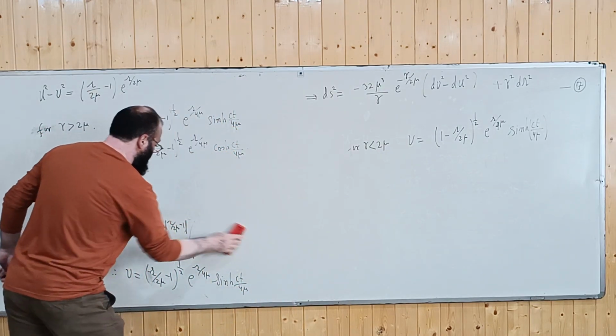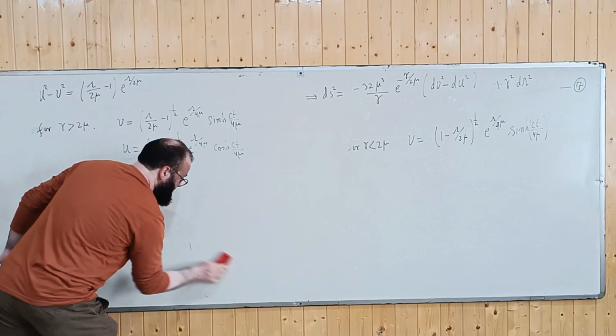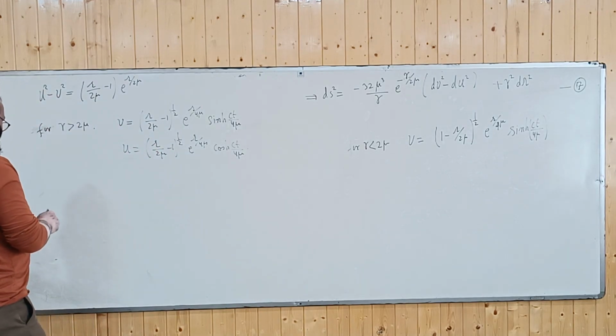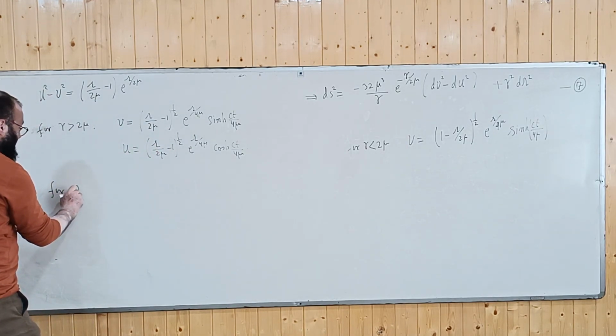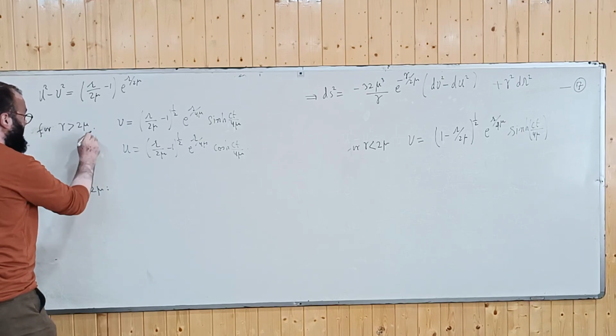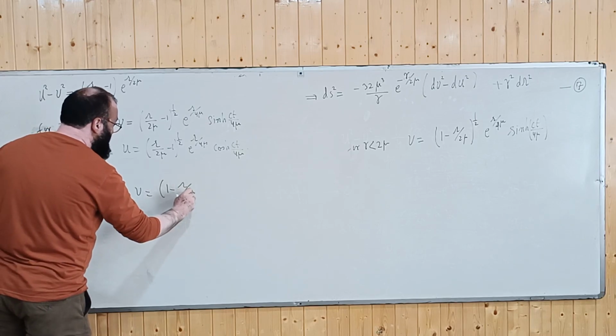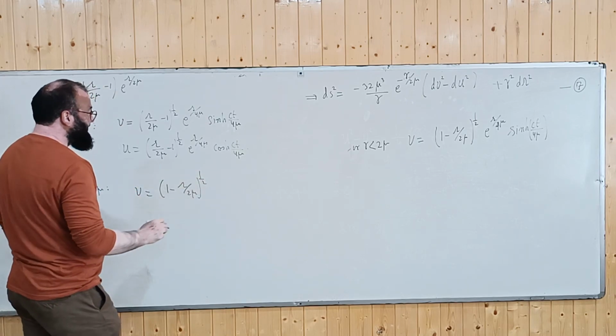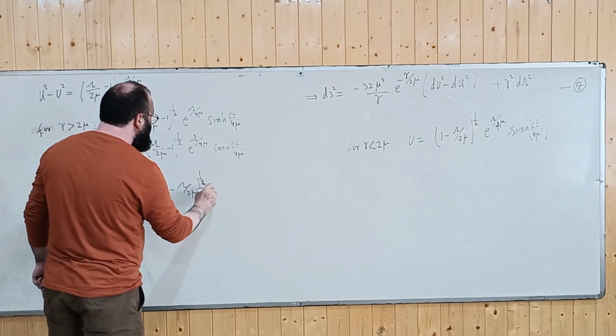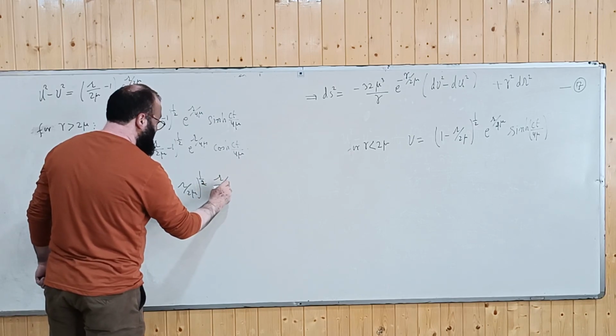Let's write for r less than 2 mu. There are interesting relations you will see. So for r less than 2 mu, V is equal to 1 minus r by 2 mu raised to half, e raised to r by 4 mu, sinh(ct by 4). So at least memorize this coordinate system. This I will at least ask.